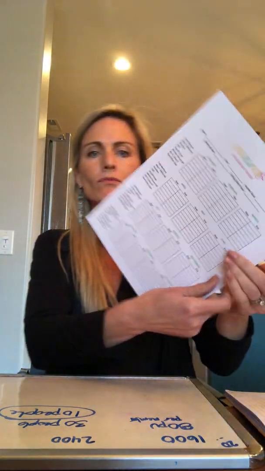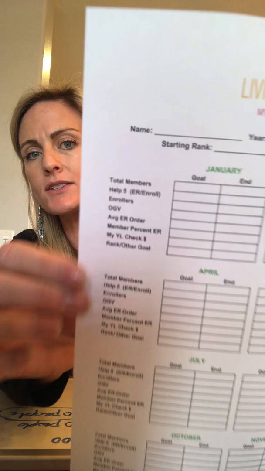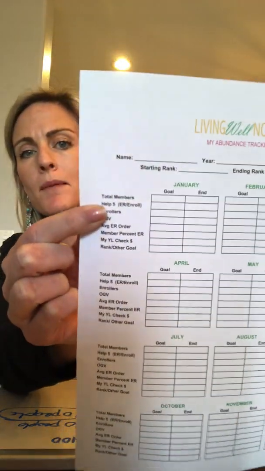So what you're going to do on here, okay, you see the first thing is total number of members. So after doing this, you're gonna put whatever that total number of members goal is. So in this case, it would be 30 members is the goal, all right?